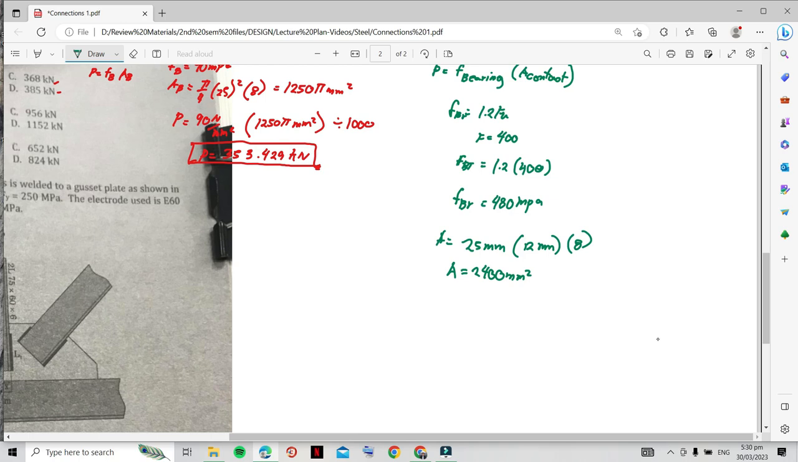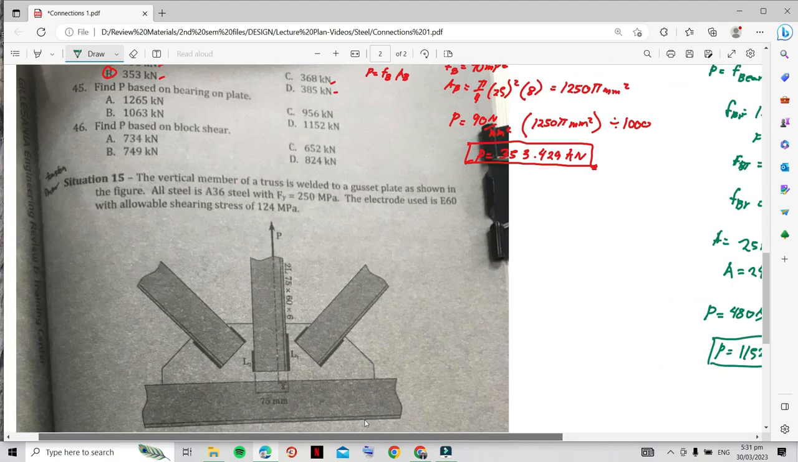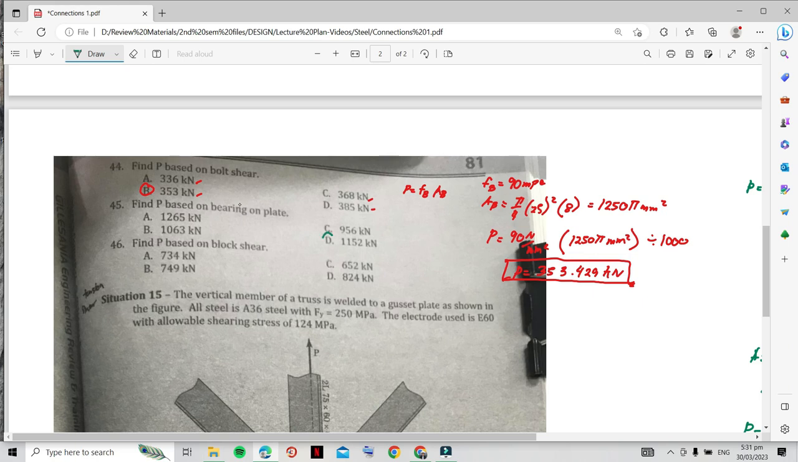Okay, so we can substitute now to solve for P. The bearing stress is 480 N/mm squared multiplied by 2,400 mm squared, divided by 1,000 so that you can have the force P in kilonewtons. The answer is 1,152 kilonewtons. In the choices, you have letter D. That's the answer.